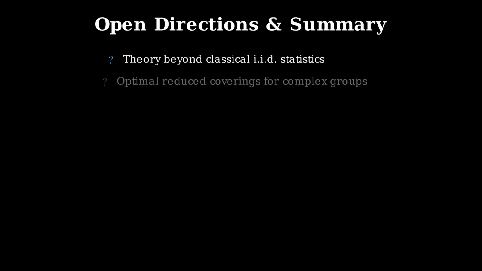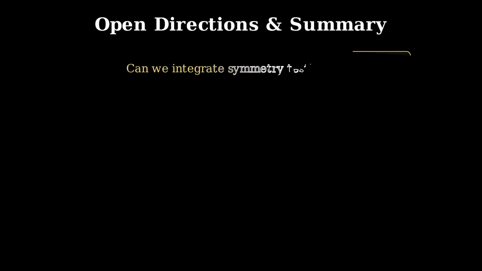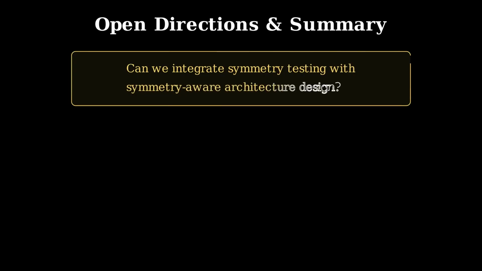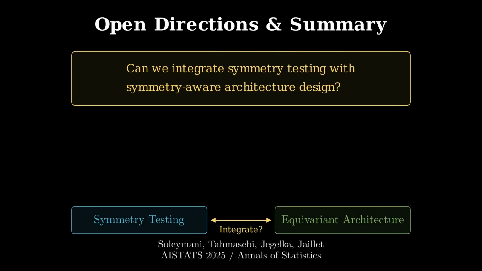Finally, open directions. Statistics under symmetries need theory beyond classical statistics. Can we obtain optimal reduced coverings for groups? Can we develop coverings for optimization over groups? And an exciting applied question: can we integrate symmetry testing with symmetry-aware architecture design? These remain open problems for future work. This concludes our section on symmetry validation.